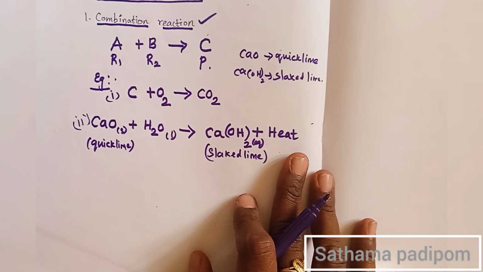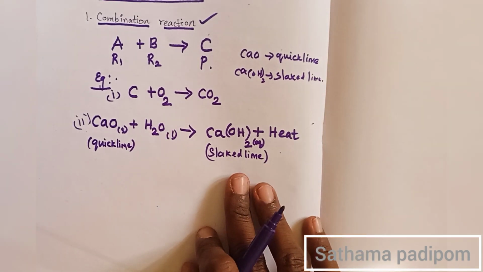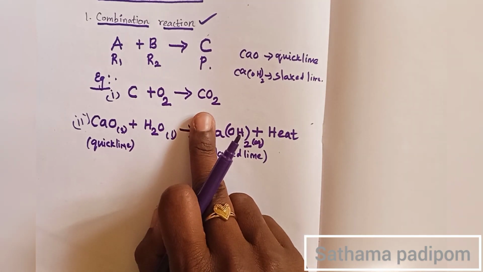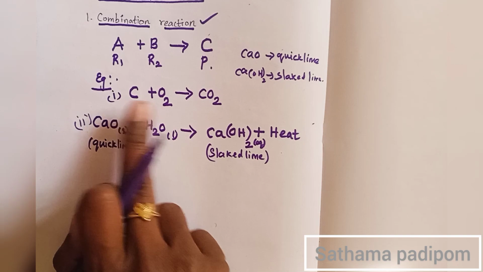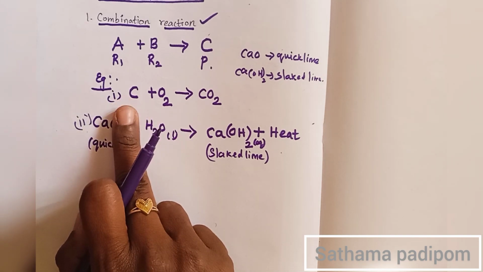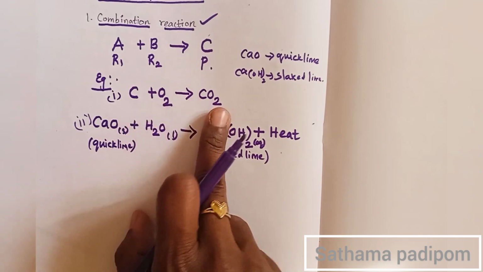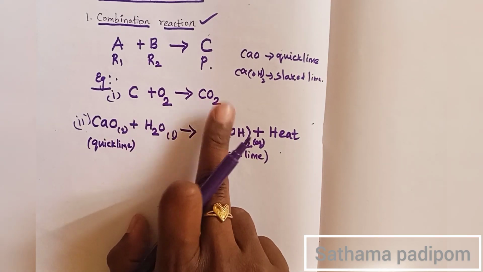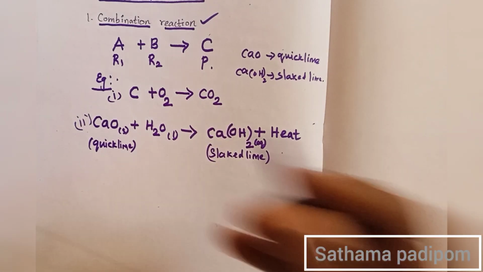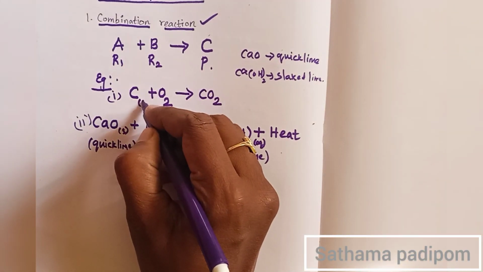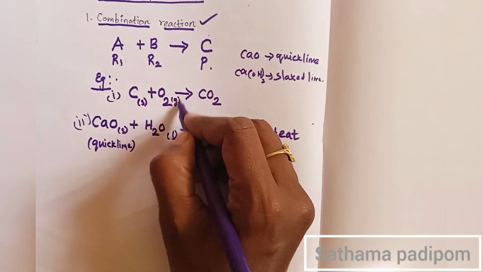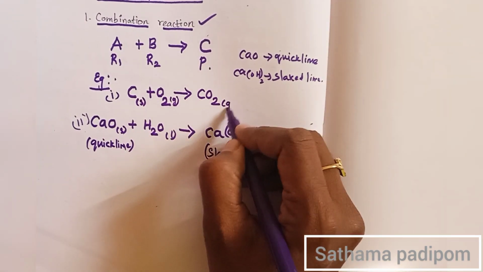So when hydrogen... how will you get the water, formation of water? This is formation of carbon dioxide. When you burn the coal, coal we call carbon, when you burn the coal, you are producing carbon dioxide gas. Okay, so how will you write the state? Carbon is in the solid state, oxygen gaseous state, carbon dioxide gaseous state.